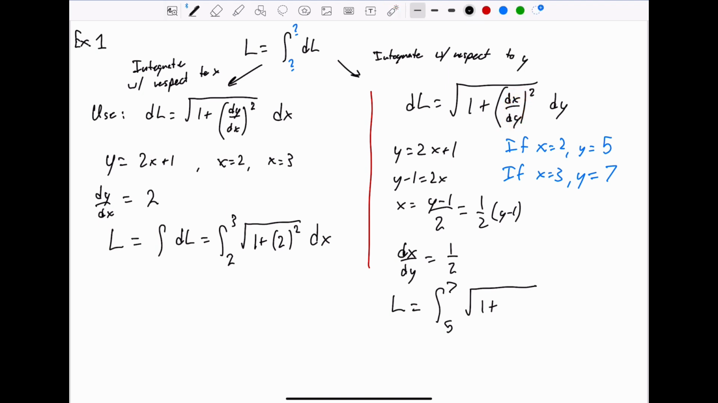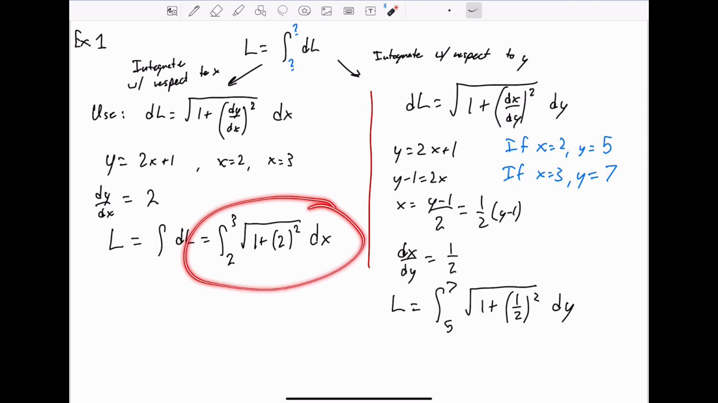So we'll have 1/2 squared, and we're integrating with respect to y. Now, both of these integrals are expressing the same arc length. And we'll go ahead and solve them, and we'll find that we get the same value for each of the integrals. They're both measuring the same arc length. There's an integral with respect to x, there's an integral with respect to y. It doesn't really matter which one we use, they both will solve the problem.